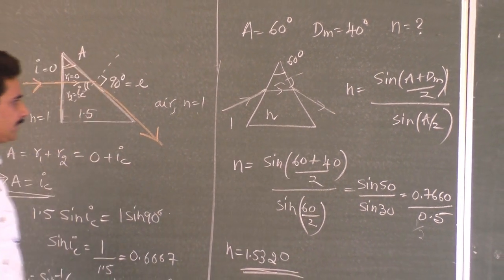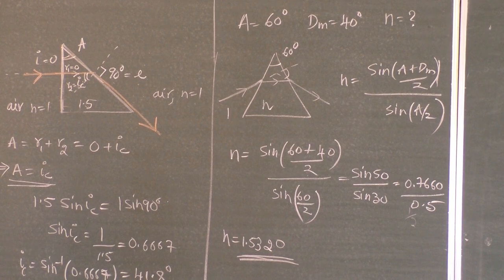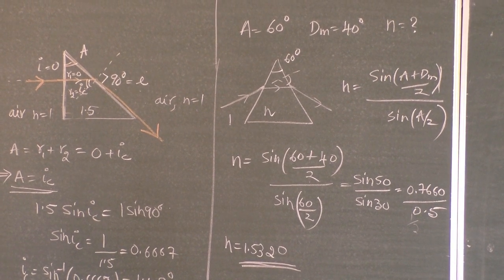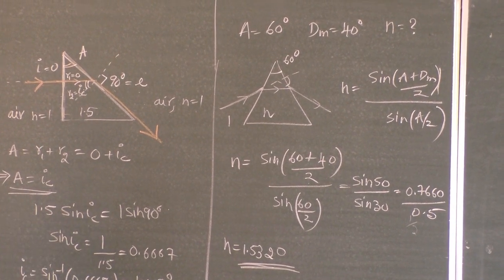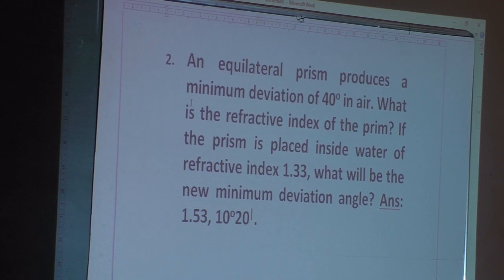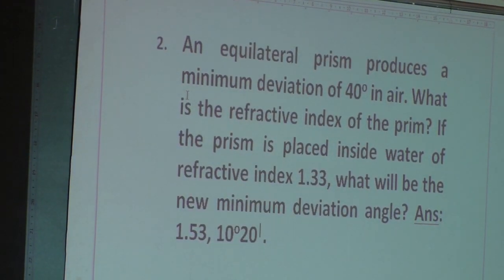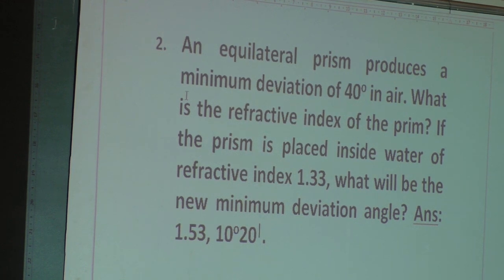Okay? First part of the problem. Now, going back to the problem again. They are asking, if the prism is placed inside water of refractive index 1.33, what will be the new minimum deviation angle? Definitely the minimum deviation depends on both the refractive indices, prism as well as outside medium.